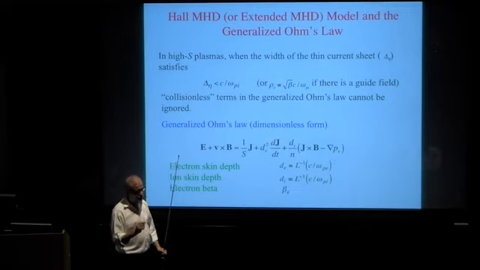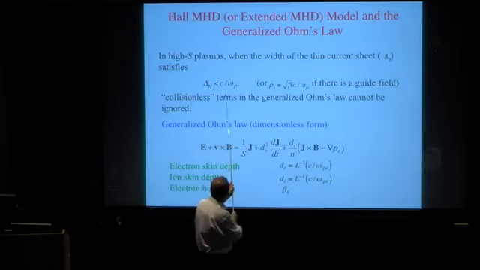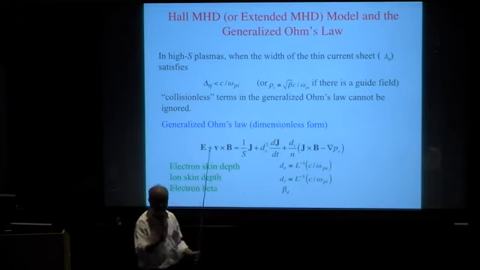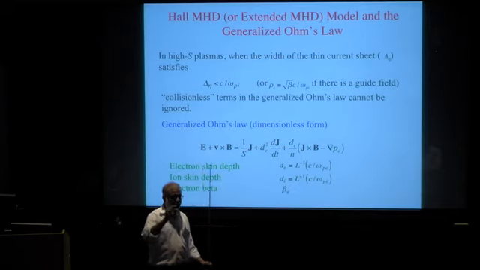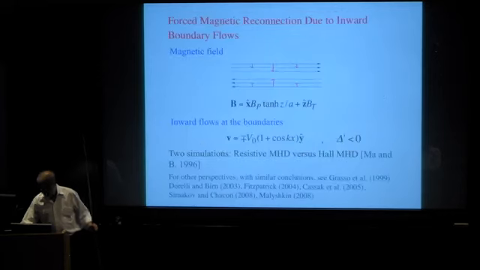The answer is a little different if you have a guide field, which means the field perpendicular to the plane of the paper, in which case this criterion, c over omega pi, gets revised somewhat by the multiplication of beta. But that's a minor matter. Basically, what you're looking at is when the Sweet-Parker width in the system falls below the ion skin depth, you should see a rapid enhancement of the reconnection rate. Let's set up a simulation.